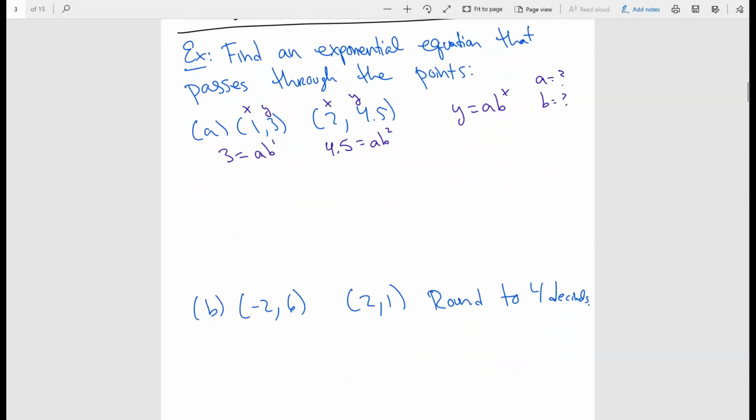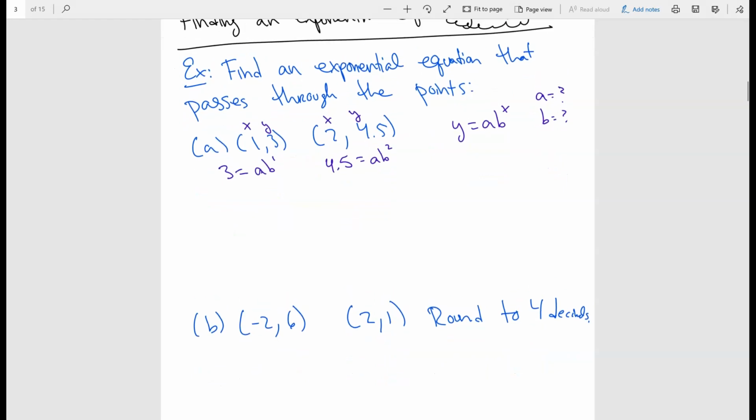Alrighty. So now what we can do is solve for one of the variables. I'm going to notice that this one is 3 equals ab, and I'm going to solve for a. So I'm going to divide by b, and I get 3 over b is equal to a. Then you can plug that back into this one. So you have 4.5 is equal to a, which in this case is 3 over b, and then you have a b squared there.